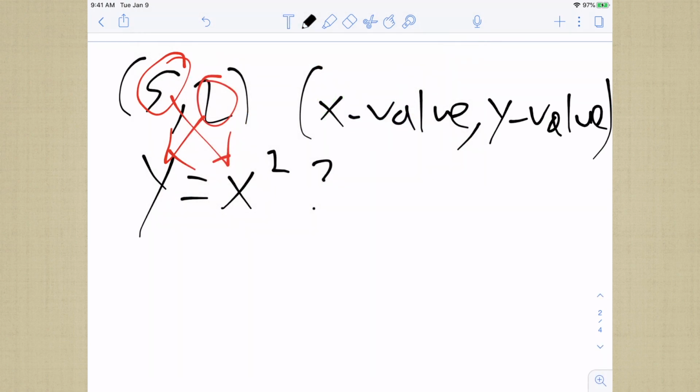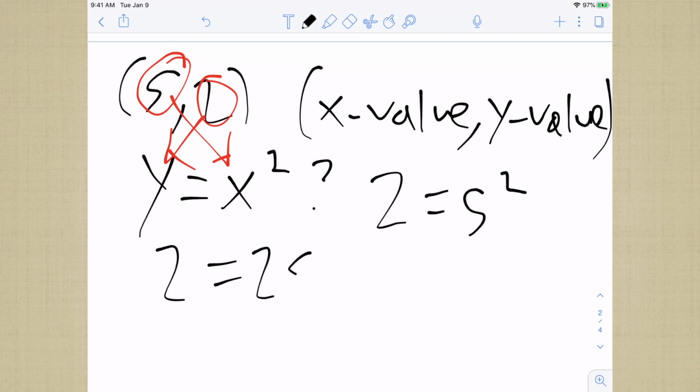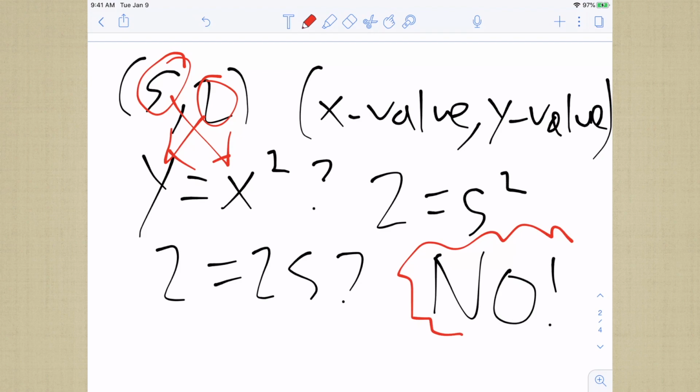So that would give us 2 equals 5 squared. And 5 squared is 25. So does 2 equal 25? Our answer is no. And just to emphasize that, I'm going to draw a big red outline around it, because it is not true.